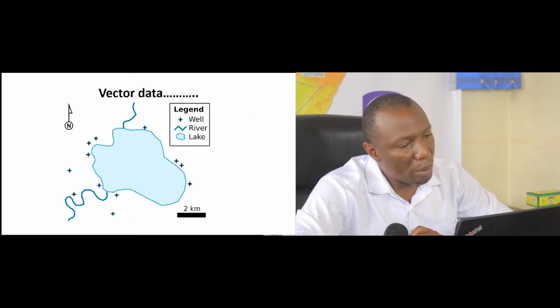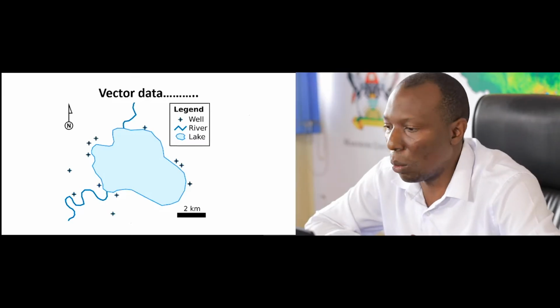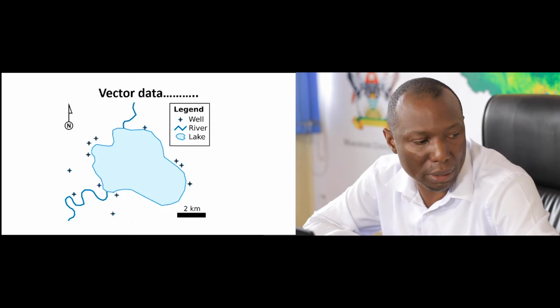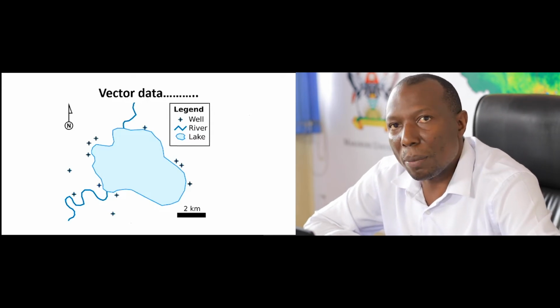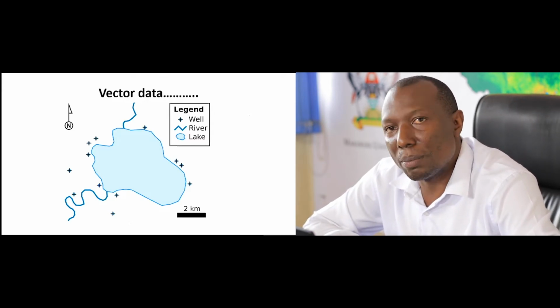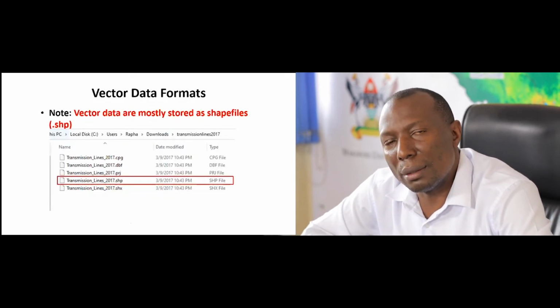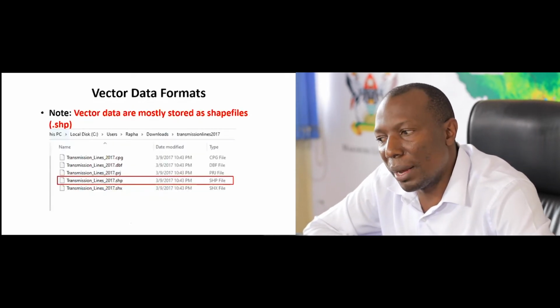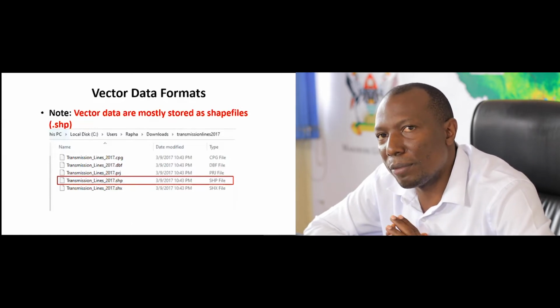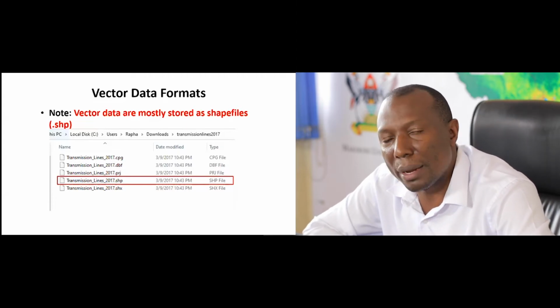So this is an example of vector data where a water source is represented as a point, a river as a line, and lakes as polygons. Now, the vector datasets that we normally have are stored as shapefiles. So a new term is coming in here, after vector, point, line, polygon: shapefiles.